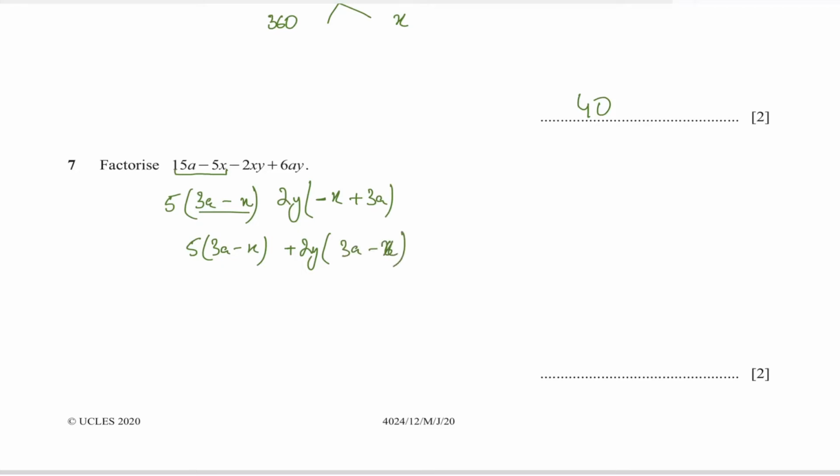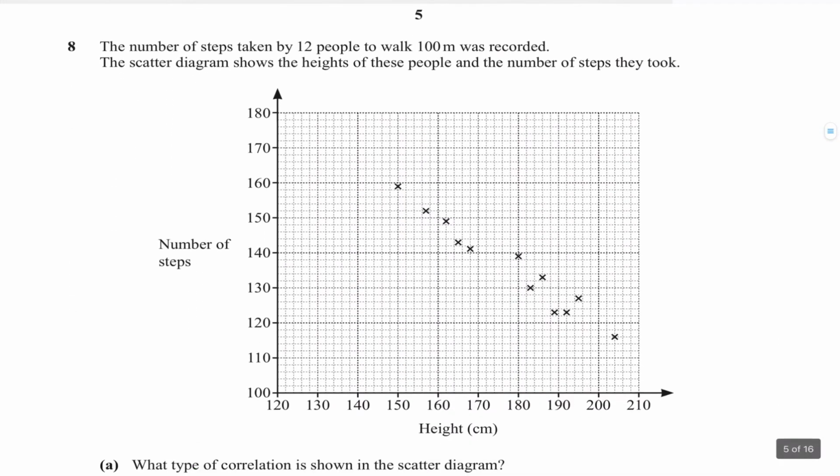Sorry. So this can be written as 5 plus 2y into 3a minus x, and we're going to write this in the space that's provided. 5 plus 2y into 3a minus x. Okay, so that was question number 7.